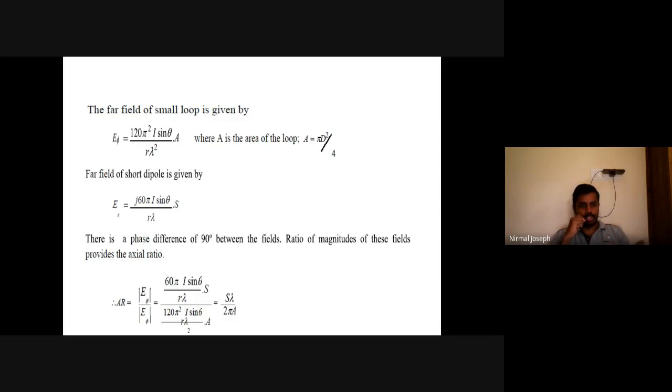It's better to remember both E theta and E phi in the far field, the far field of the small loop and the far field of the short dipole. If you just take the ratio of the two, you'll get the axial ratio, so there is no need to remember the axial ratio separately. They may ask problems based on this. They will never ask for the derivations of these equations, but these problems they can ask. And while writing the explanation, like the theory, construction and working, you should include these equations. Then only you will get good marks.